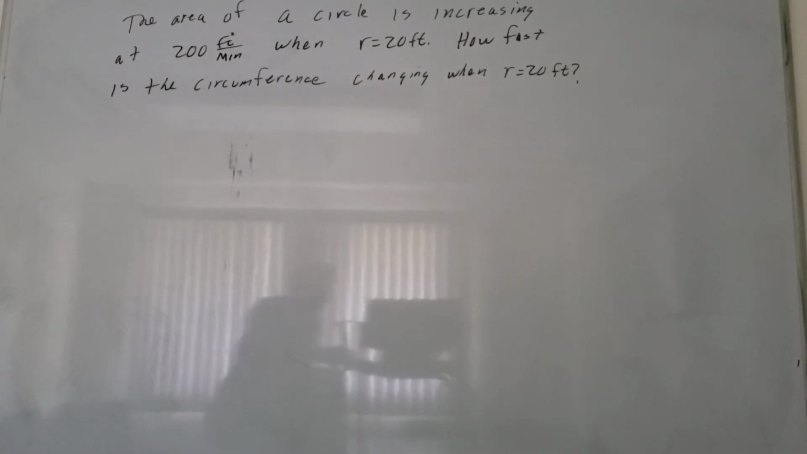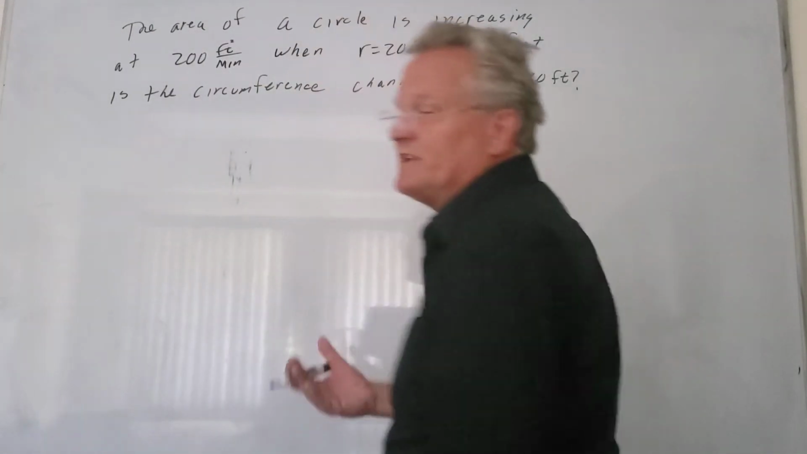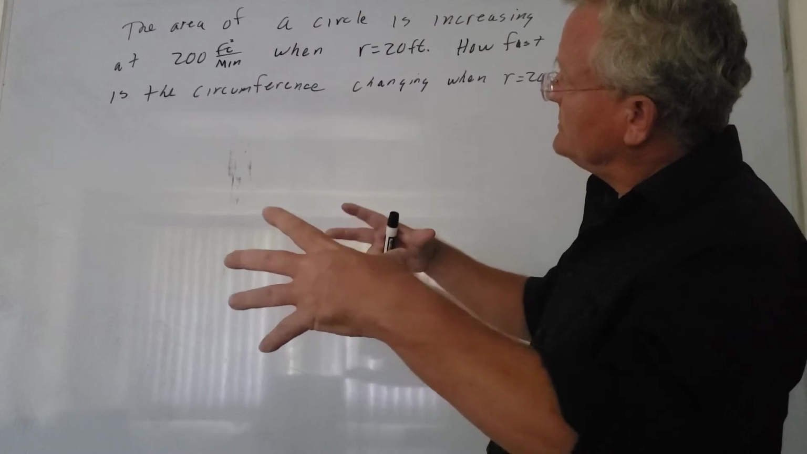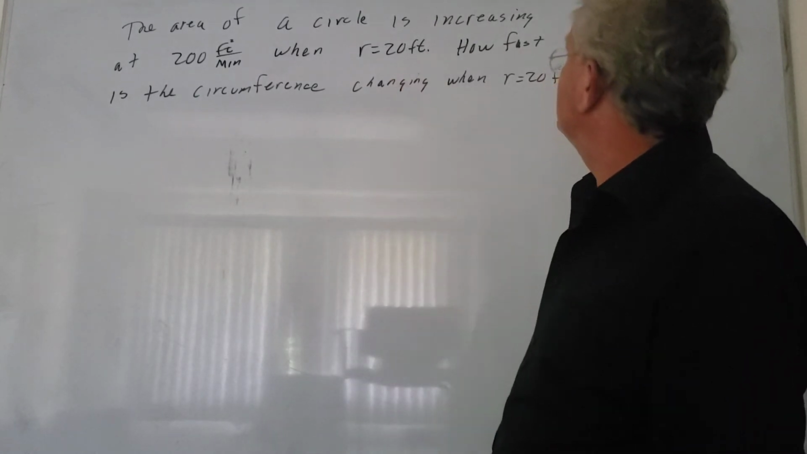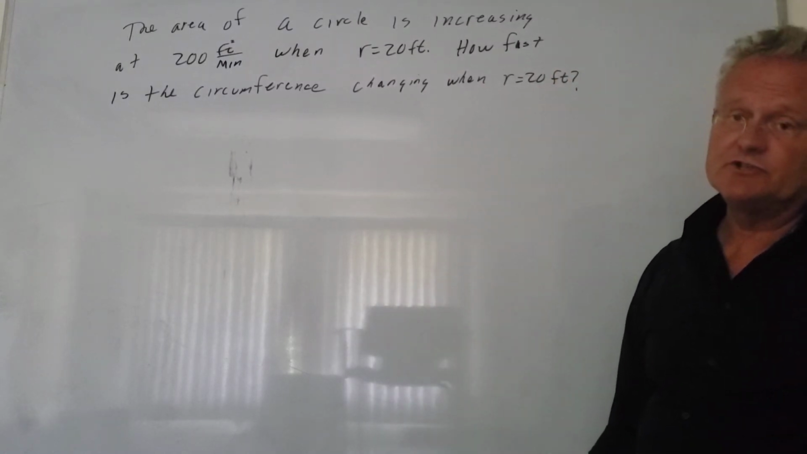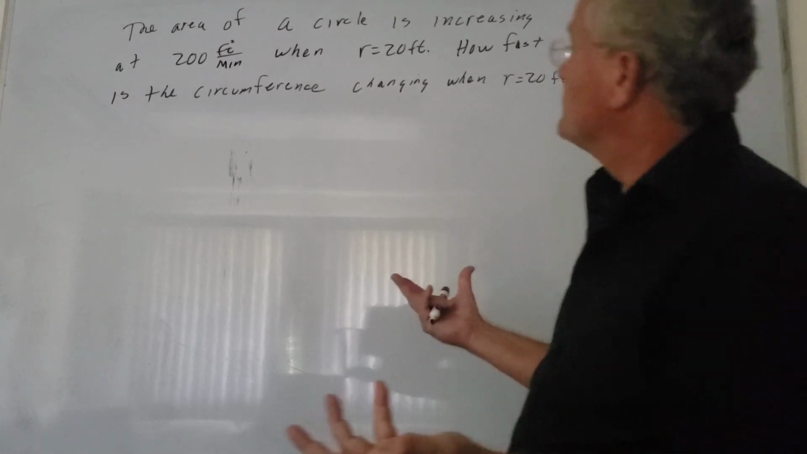All right, this is an application of related rates. First thing we do is read the problem, see what's going on. The area of a circle is increasing at the rate of 200 square feet per minute when the radius is 20. How fast is the circumference changing when the radius is 20? So we need to write down the information we're given.